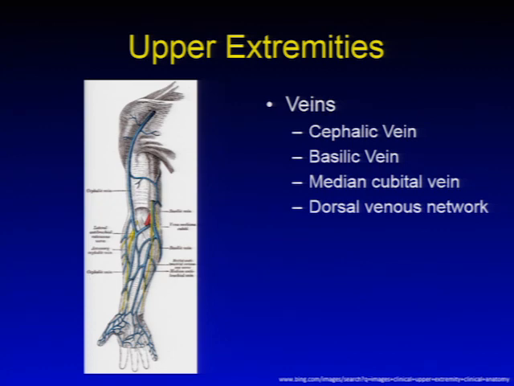Moving on to the veins of the upper extremity, we find the most proximal veins to be the cephalic and basilic veins, as shown on the illustration. At the cubital fossa, the median cubital vein is found, and more distally, the dorsal venous network.